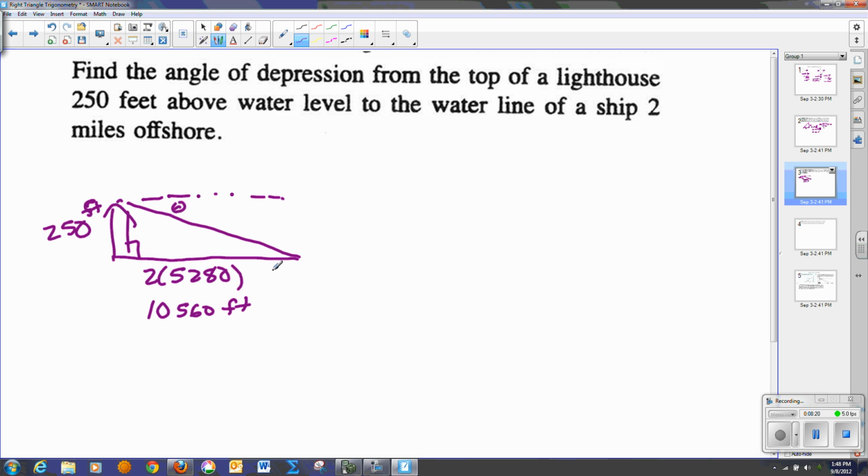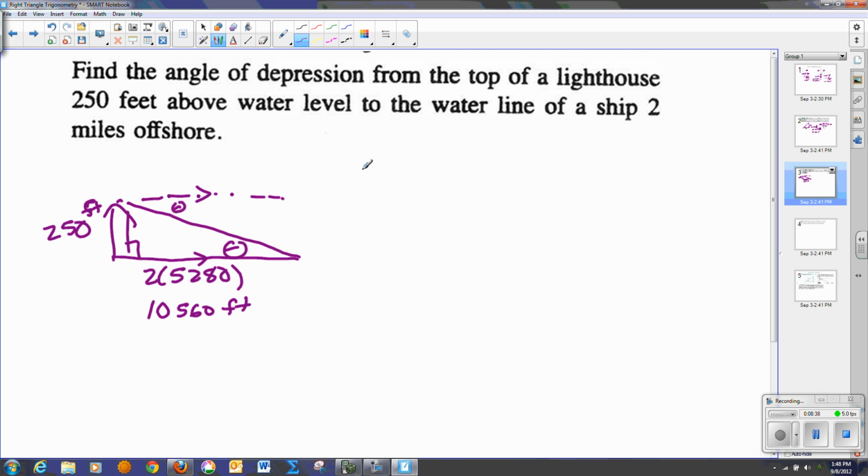But if this is my triangle over here, how am I going to find this angle? Well, you can do this a couple of different ways. I like using my geometry. I know these two lines are parallel, my line of sight and my ground. So these are alternate interior angles, and this angle theta is the same as the angle of depression.